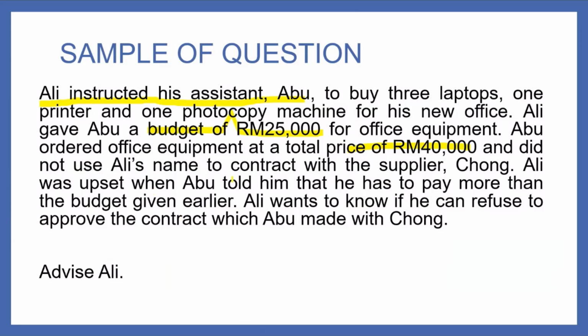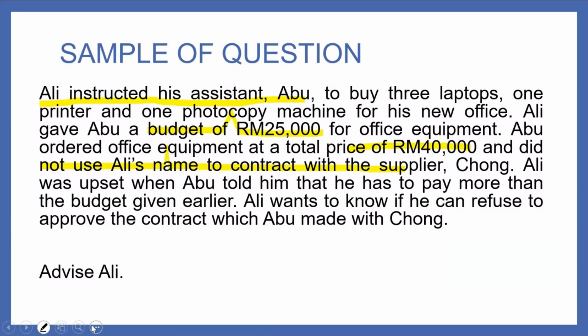So what are the points that were stated in this question? He did not use Ali's name to contract with a supplier. So he contracted in his own name. So when Abu does that, he is not representing the principal. Remember, one of the conditions for a valid ratification is that the agent must not have contracted in his own name. So in this situation, since Abu did not fulfill that requirement, Ali cannot ratify the contract that Abu has made with Chong.